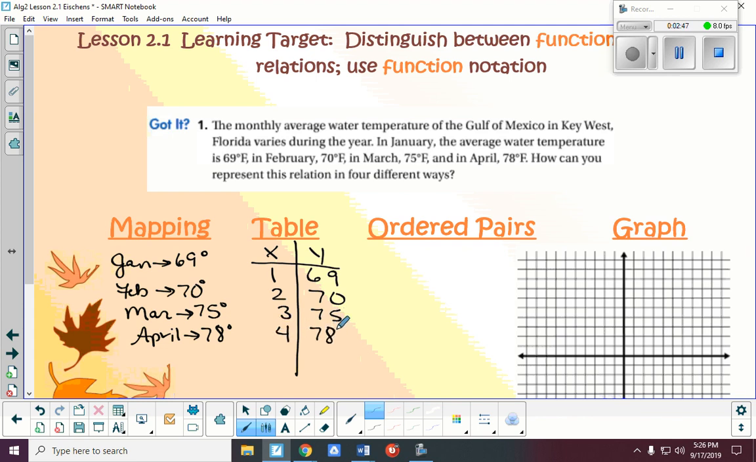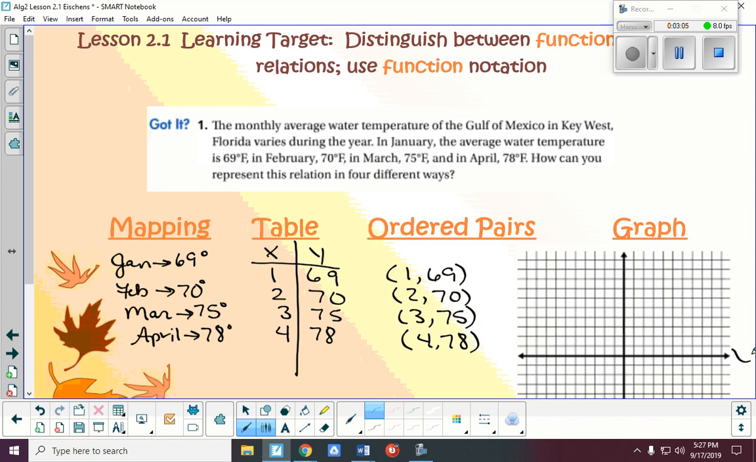Now, if we write these as ordered pairs, you would have 1, 69, the X's, and then the Y's. It's in alphabetical order. And 3, 75 and 4, 78. Lastly, we can graph these.